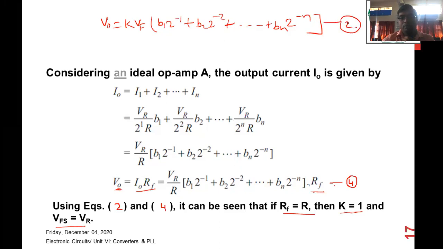So this is your equation number 2. Compare both of them, and if RF is equal to R, so what is K? K is here 1, and VF is what? It is nothing but VR. Okay. So in this way we have derived, starting from the 4-bit digital to analog converter structure up to the n-bit digital to analog converter circuitry. Okay. So I hope all of you have noted down these equations as well, or taken a screenshot of this.